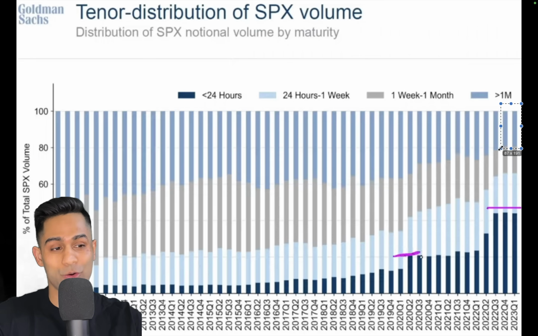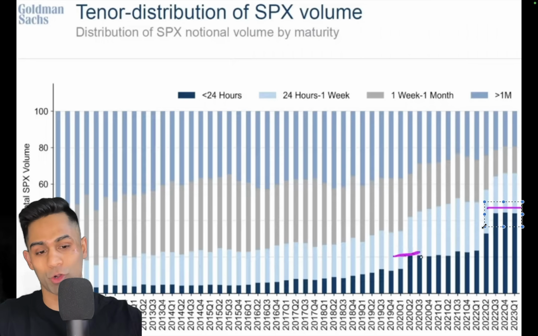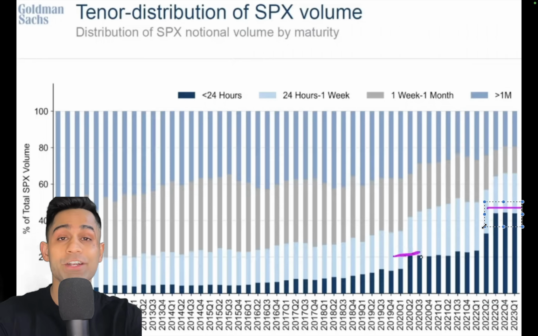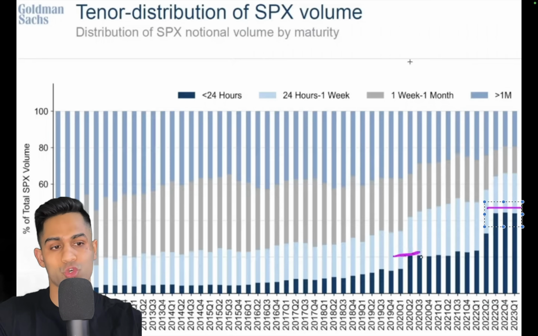down to only 20%. And then if you take a look at this dark blue, which is less than 24 hours, so again, very, very short-dated options, 0 DTEs, in 2011, it was less than 10% and is now sitting at well over 40%. So you can start to already see the interest or the demand for these short-dated options, the 0 DTE options on the market.